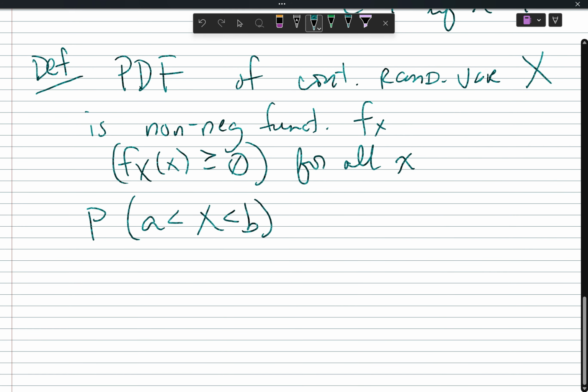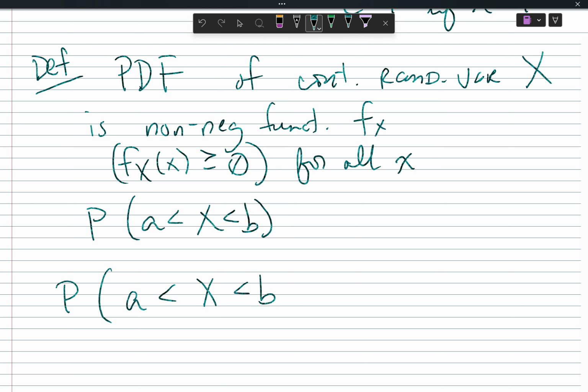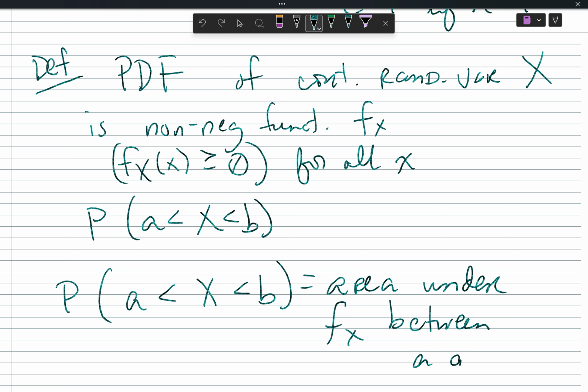Thus, P(X between A and B) equals the area under f(x) between A and B. Okay.